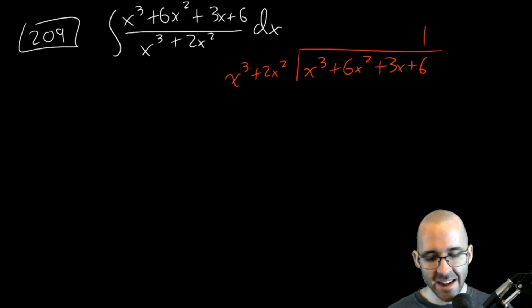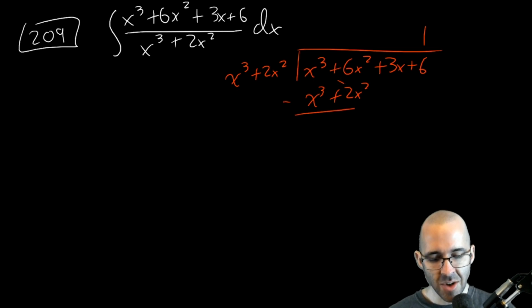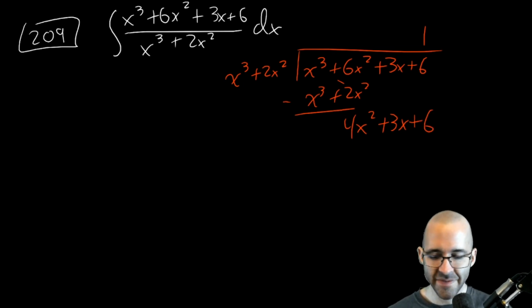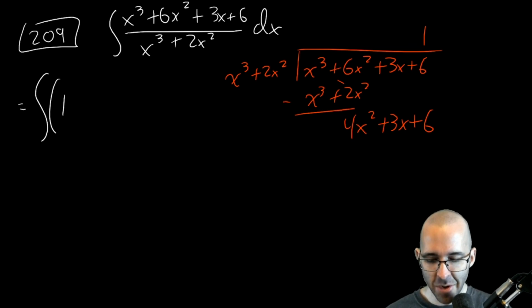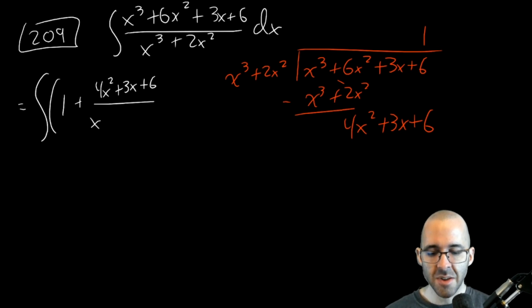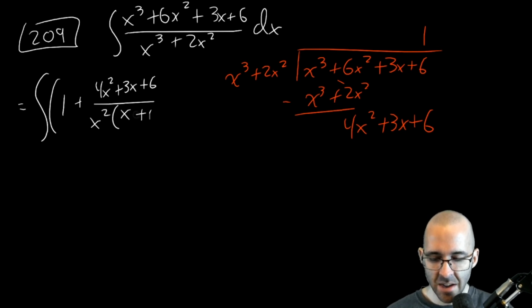I'll go through this fast. That gives us x cubed plus 2x squared. Subtract it out. We get 4x squared plus 3x, and then a plus 6 is our remainder. So this is equal to 1 plus the remainder, 4x squared plus 3x plus 6 all over x cubed plus 2x squared. Let's factor that. That's x squared times x plus 1.